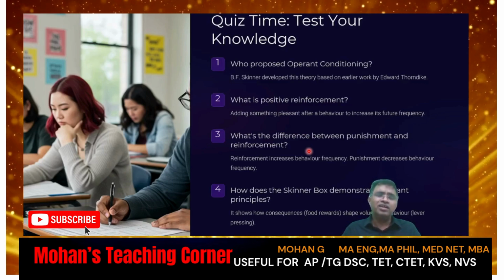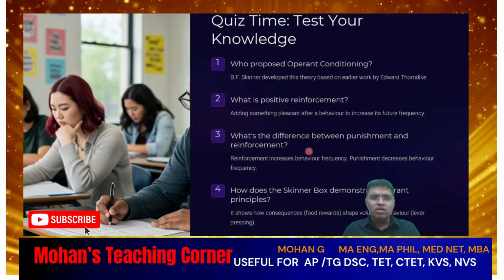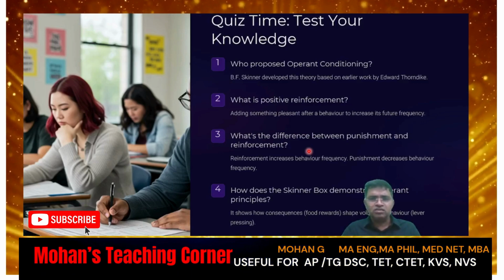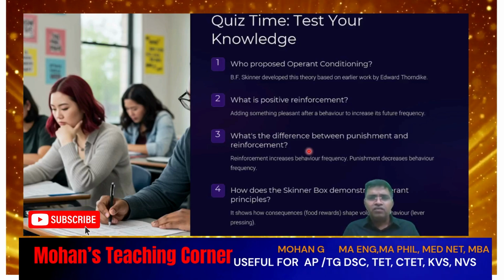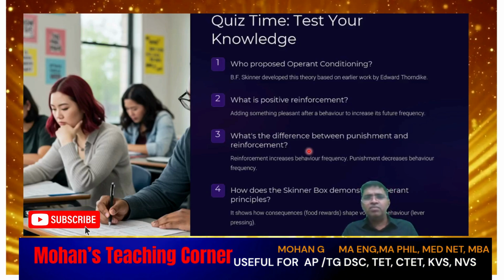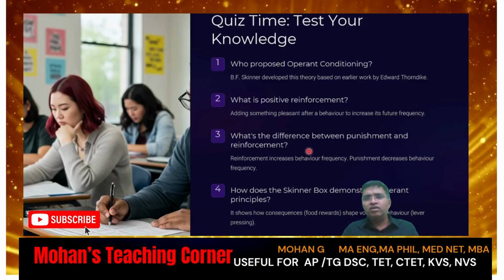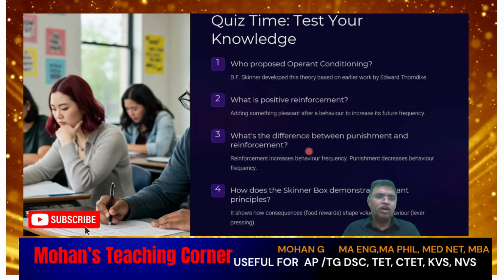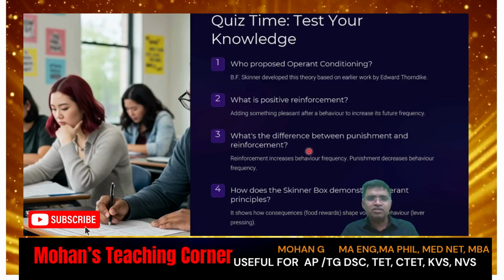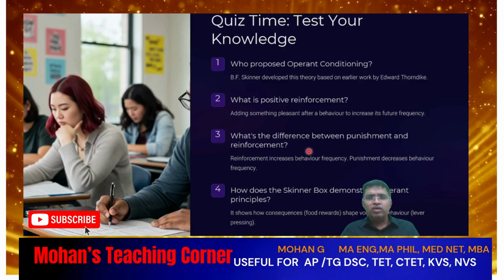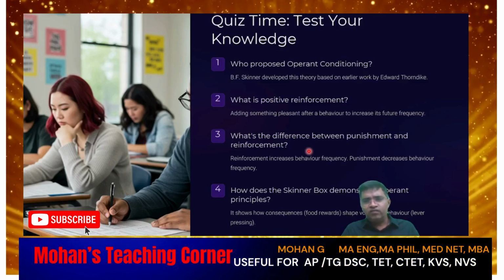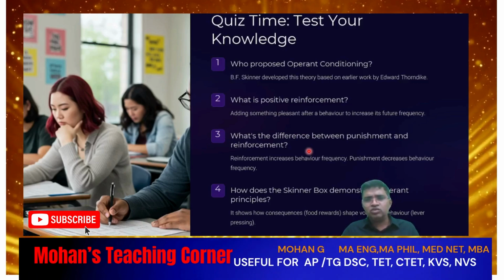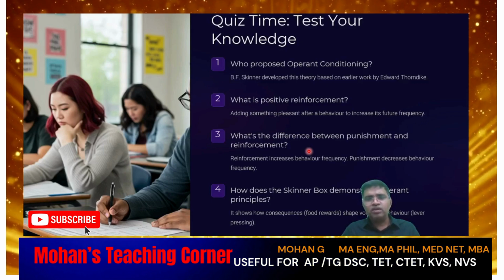So let us discuss some MCQs or tests, you can say. Who proposed operant conditioning? The answer is B.F. Skinner, who developed the theory based on earlier work by Edward Thorndike. What is positive reinforcement? We already discussed: adding something pleasant after a behavior to increase its future frequency. We are going to encourage that particular habit so that the good habit is going to increase.